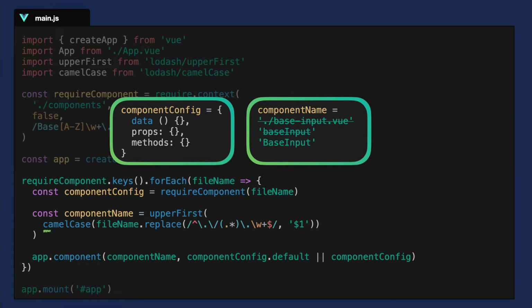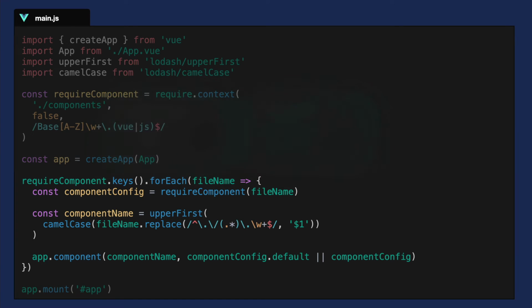Next, we will use the camelCase function to strip out any dashes and turn it into camelCase. We will use upperFirst to turn the first character into an uppercase character. Finally, we use the component name that we just extracted and the component configuration that we got earlier to register the component as a global component.